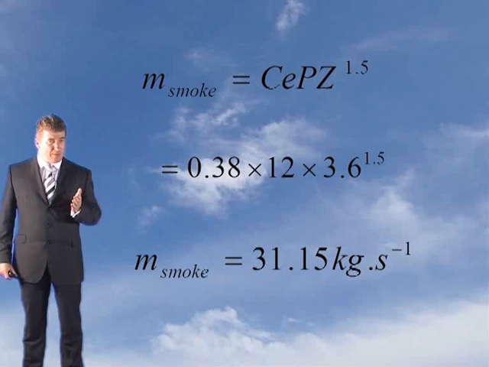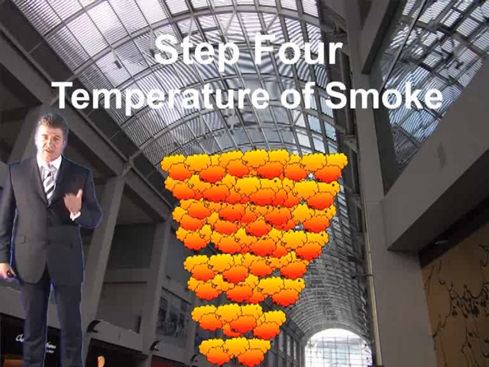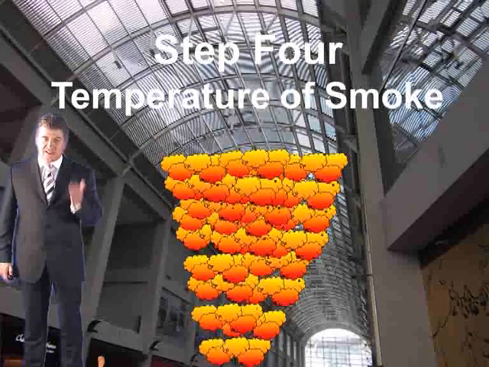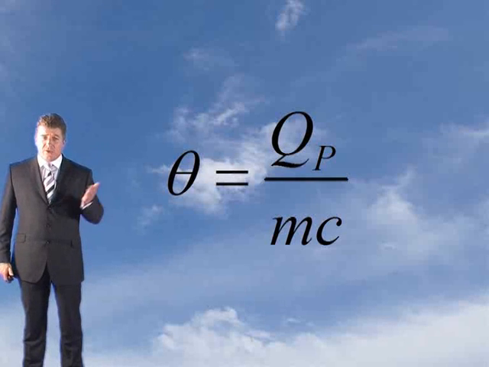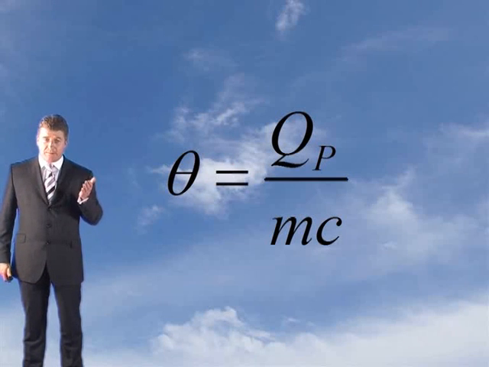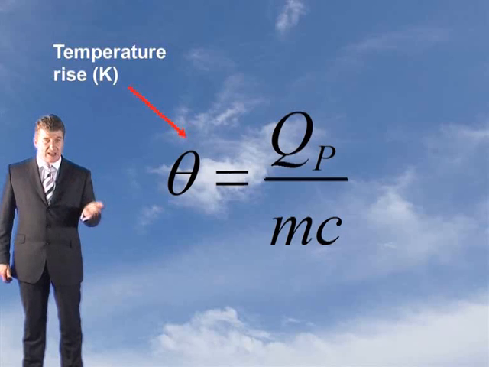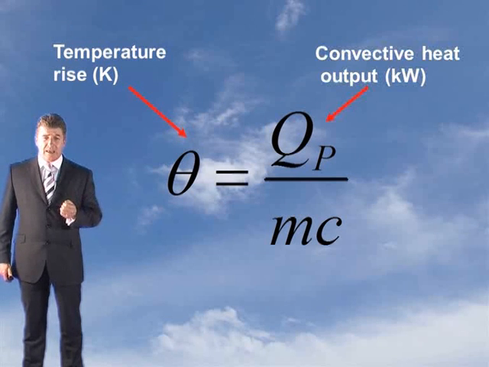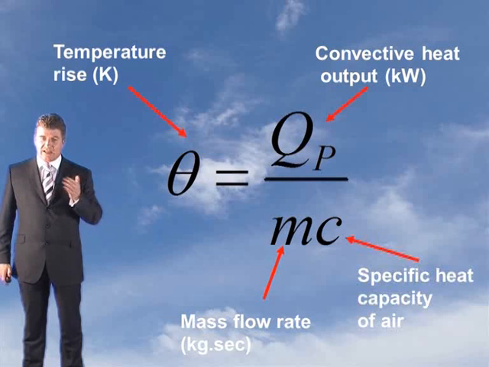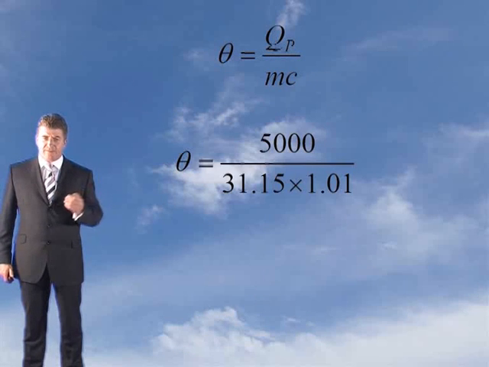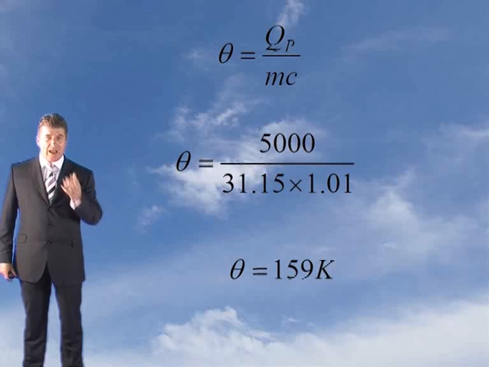Now we know how much smoke's been produced, we need to know how hot it is. We need to move on to step 4, which is determining the temperature of the smoke. This is the formula to apply. Theta equals QP divided by MC, where theta is your temperature rise, QP is your convective heat output, M is your mass flow rate of smoke, and C is the specific heat capacity of air. Putting your known variables in the formula, you'd have got a theta value of 159 degrees Kelvin. So it's quite a high temperature, 159 degrees Kelvin.